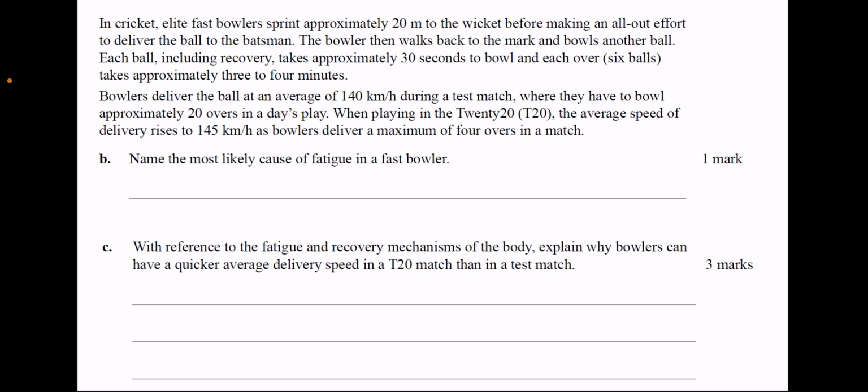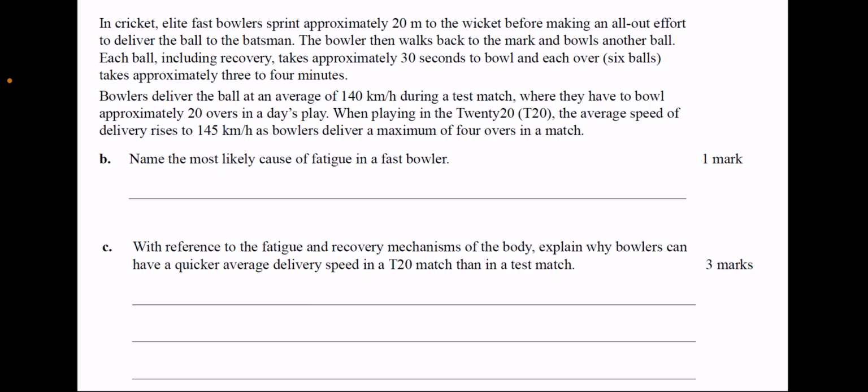Elite fast bowlers sprint approximately 20 metres to the wicket before making an all-out effort. All out meaning maximal, sprint meaning maximal. Then they walk back to the mark and bowl another ball. Walking back is submaximal, so not exerting a large amount of effort.